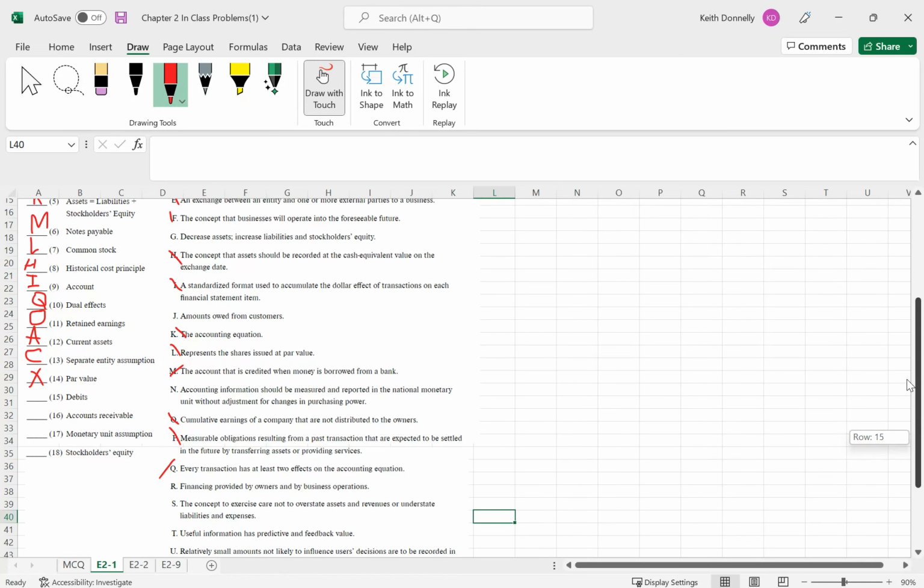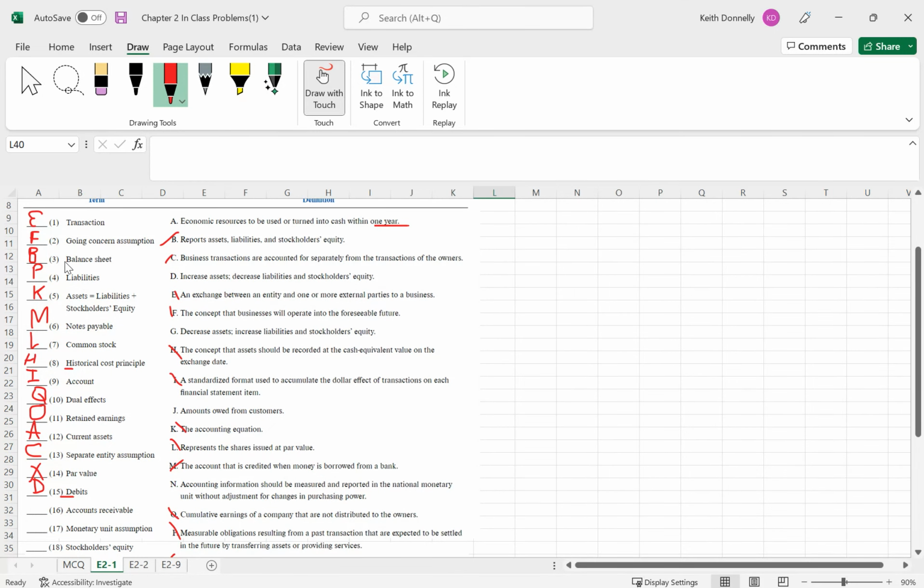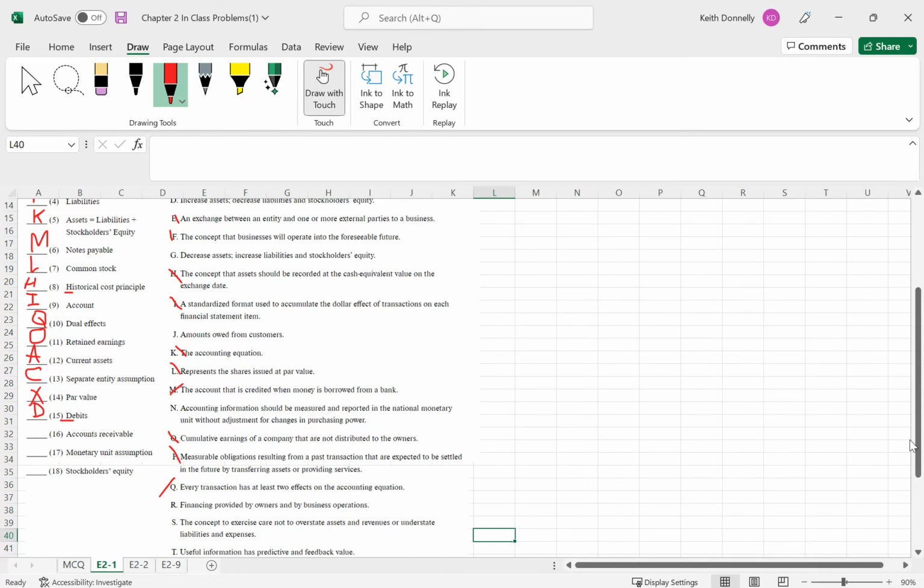15 for debits. This is going to be D. One of the things I keep seeing here, right? D for debits. What are the other ones I saw? H for historical cost principle. B for balance sheet. Somebody's probably laughing, whoever made this thing. They're giving them away with the first letter.